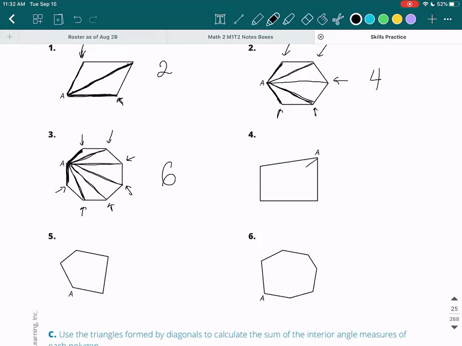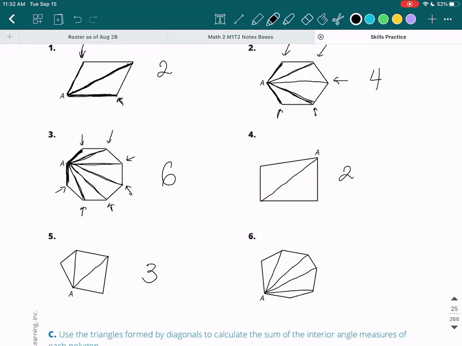From A, you can only draw 1 diagonal. How many triangles do we have? 2. Great. Okay, from A, we draw all the diagonals in. That's it. How many triangles do we have? 3. And then the last one, draw in the diagonals. How many triangles do we have? 4.